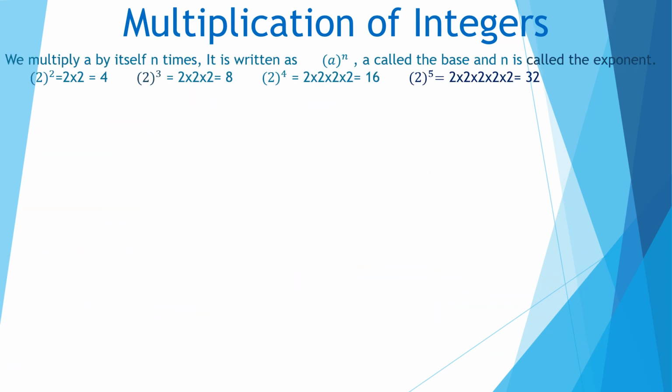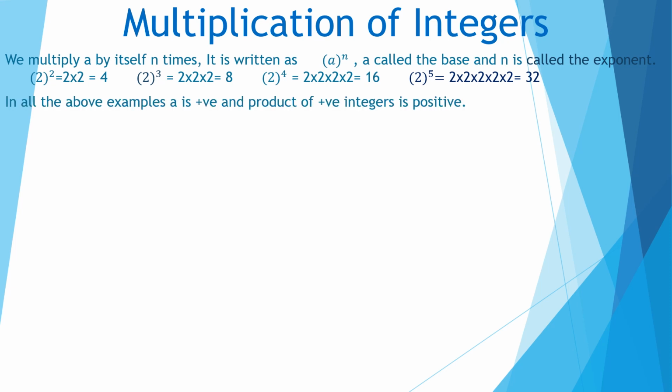We multiply a by itself n times. It is written as a raised to the power of n. Here a is called the base and n is called the exponent. Now 2 square will be equal to 2 multiplied by 2, which is 4. 2 cube is 2 multiplied 3 times by itself, which gives 8. 2 raised to the power 4 will be 16, 2 multiplied 4 times by itself. 2 raised to the power 5 will be equal to 32, 2 multiplied by 2 5 times.